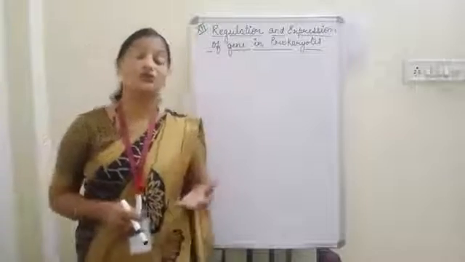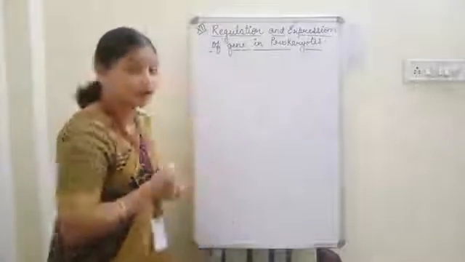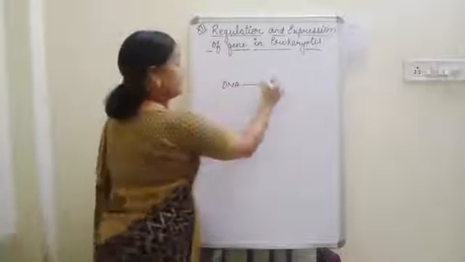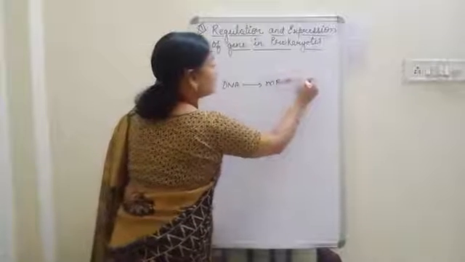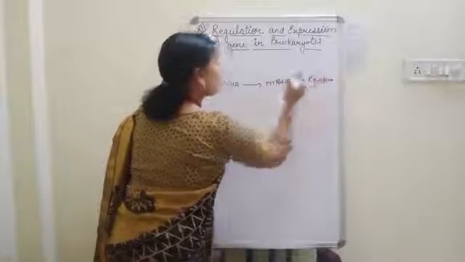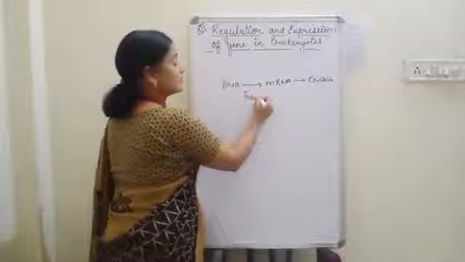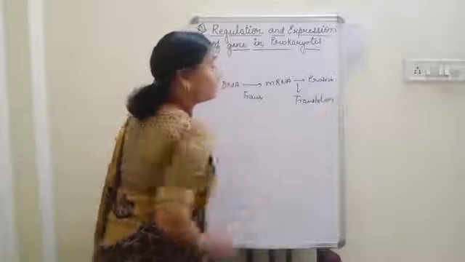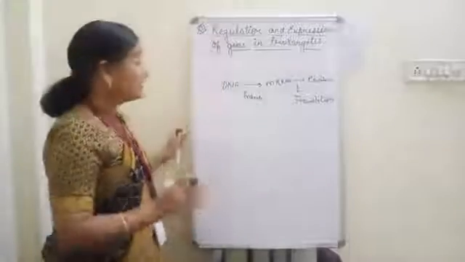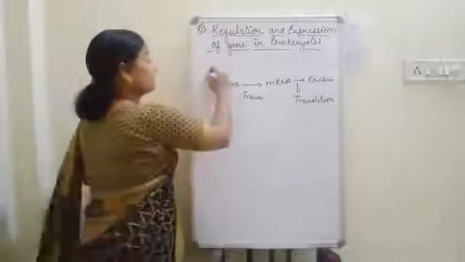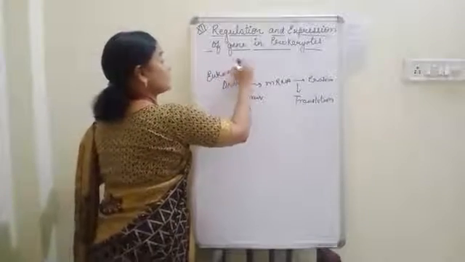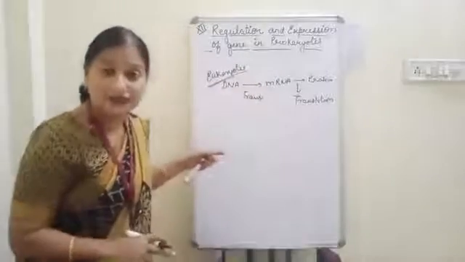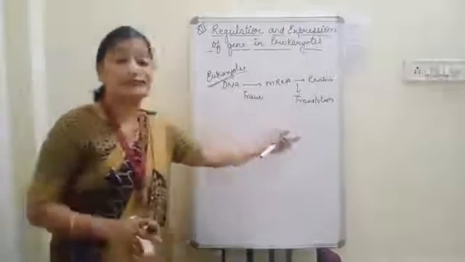Now, as I told you, in the case of eukaryotes, there is DNA, then mRNA, and then protein, and this is called transcription and this is called translation. Everything I have already taught you. Now see, in the case of eukaryotes, where all these processes can occur, the genes can be regulated and expressed at different levels.